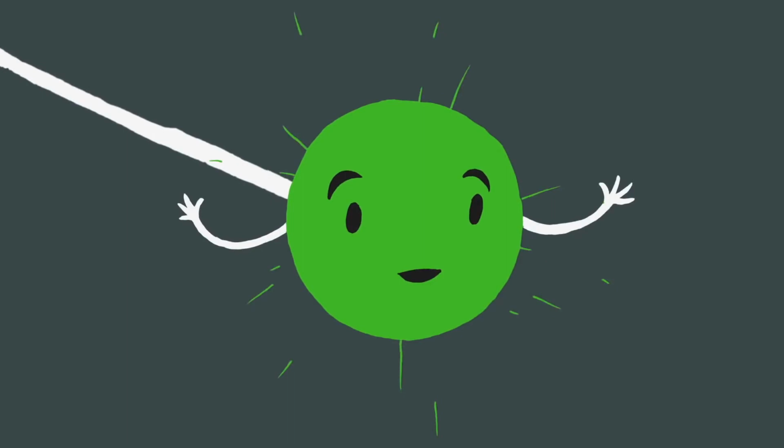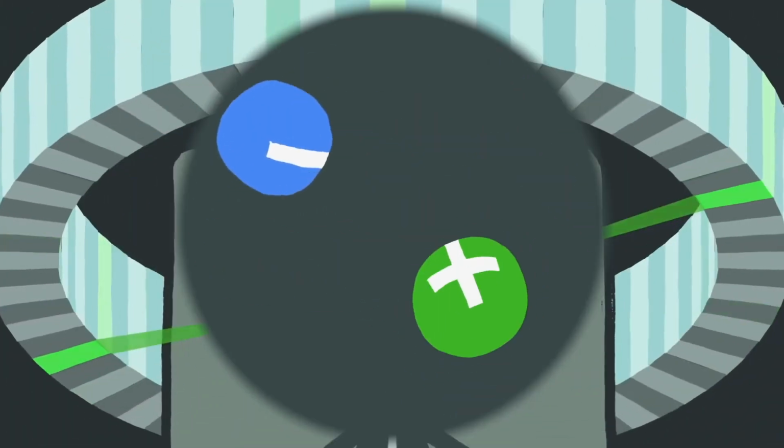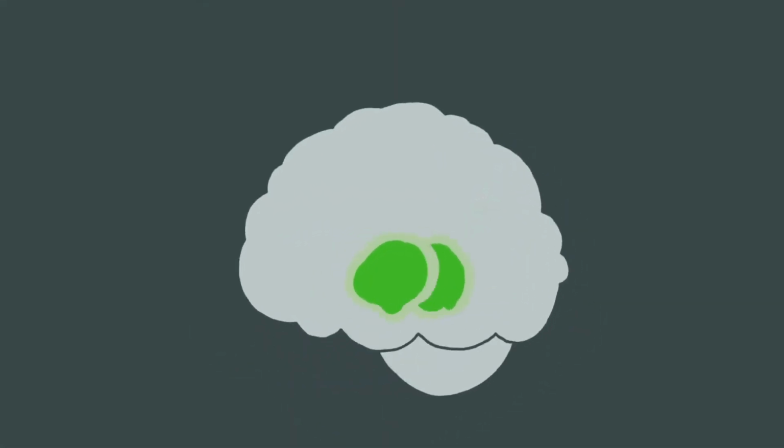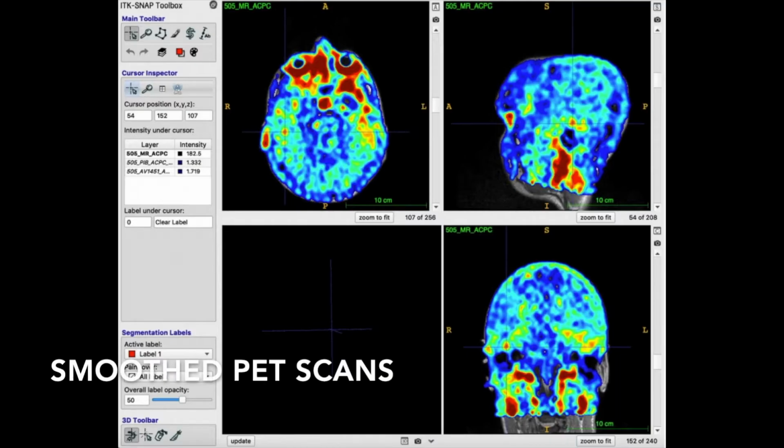For example, AV1451, a tau tracer, binds to neurofibrillary tangles in the brain, which are aggregations of the hyperphosphorylated tau protein in neuronal cell bodies. The AV1451 binding to tau allows the PET scanner to pick up the radioactive tracer's location and intensity in the brain. Once the acquisition is completed, the PET scan is then reconstructed.